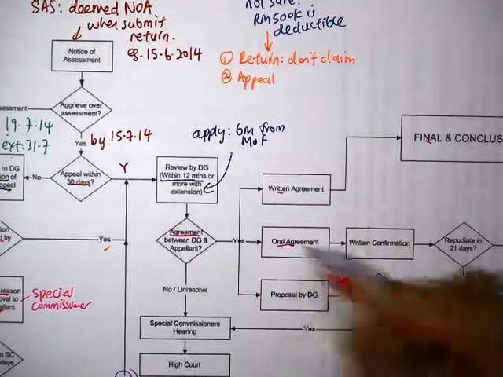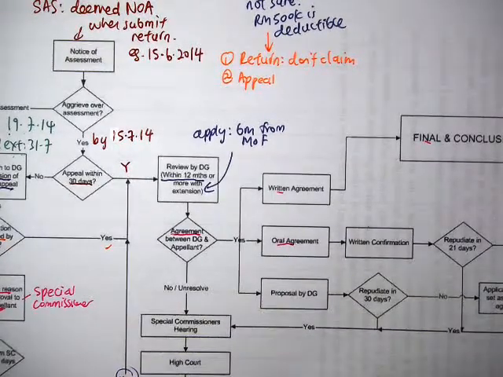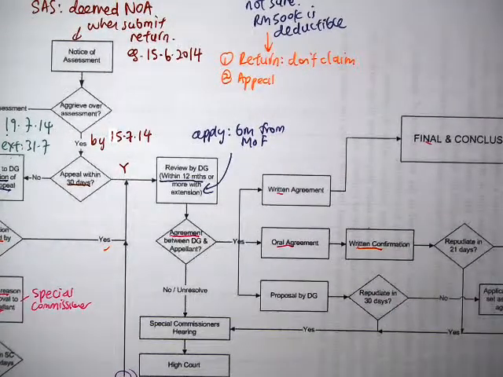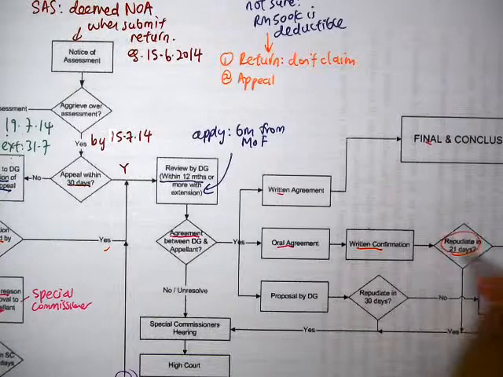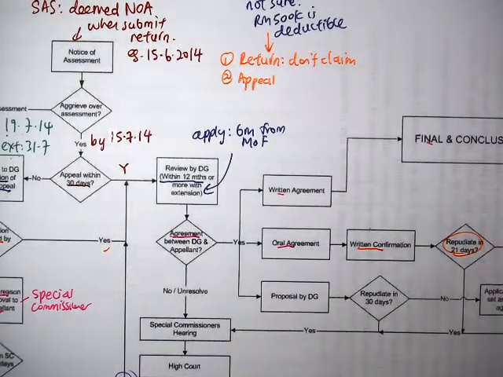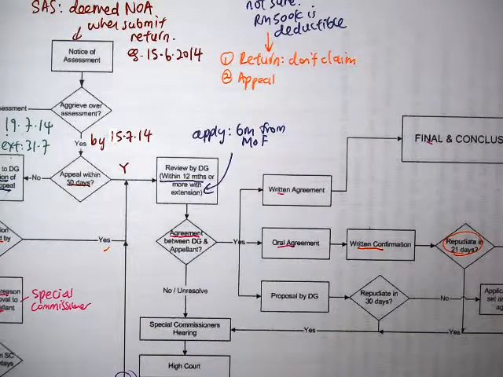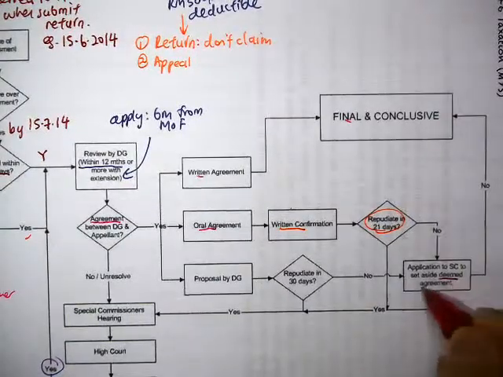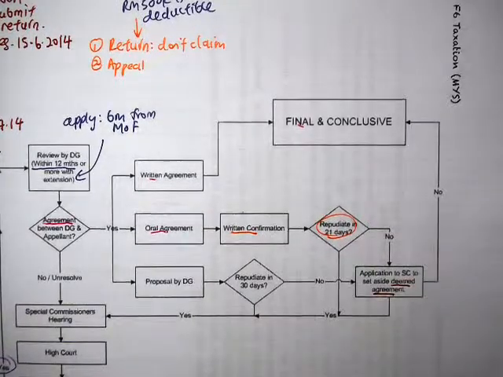Now it can also be an oral agreement. If it's an oral agreement, the Director General will produce a written confirmation of what you and he agreed orally. That written confirmation, you have 21 days to repudiate. That means you have 21 days to object. So in these 21 days, if you didn't object, if you never do anything, it will then become what we call a deemed agreement. So assume that you agree, because I gave you time to object and you never objected.